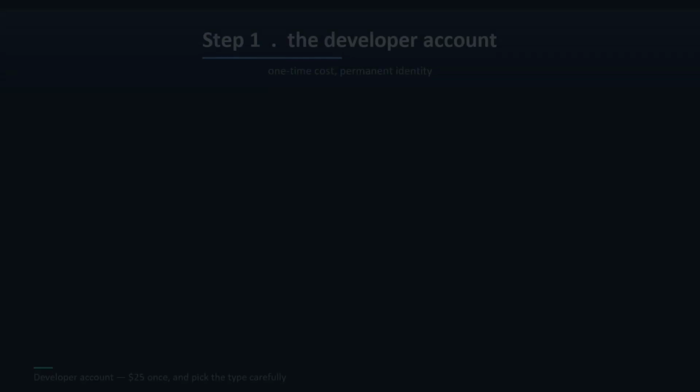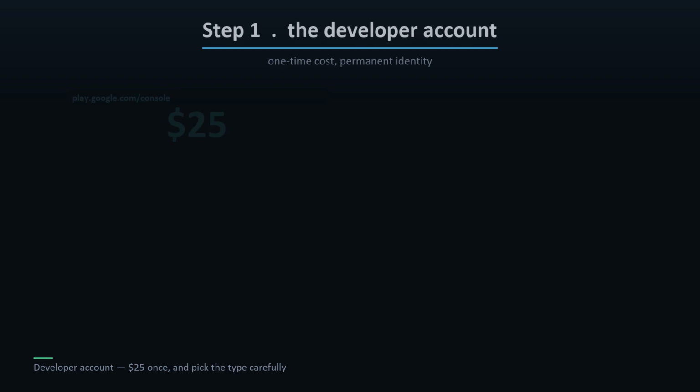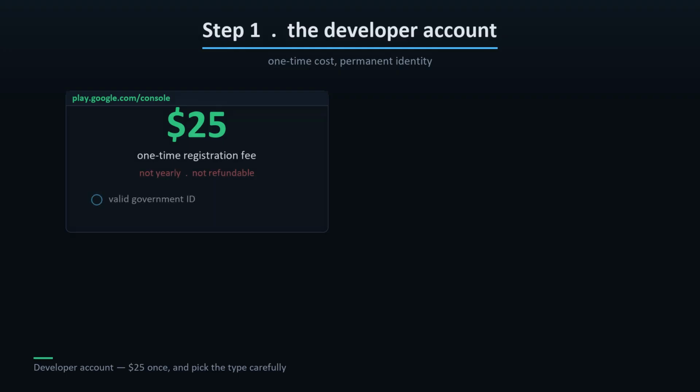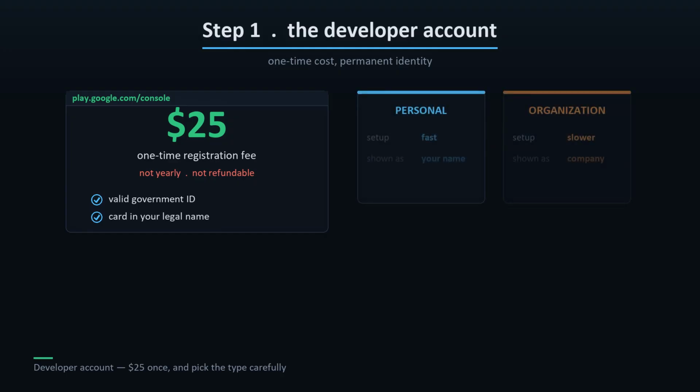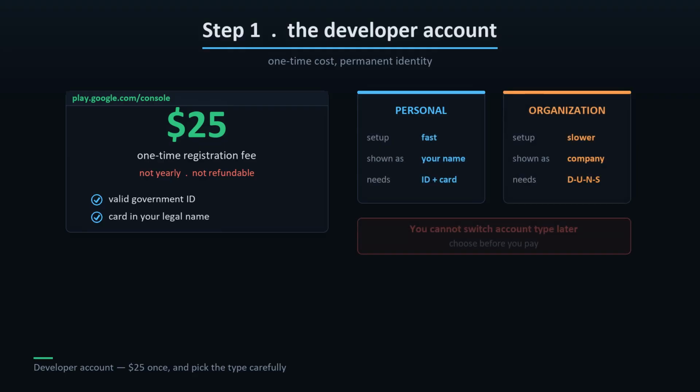Step 1. The account. Go to the Play console and register as a developer. There is a one-time fee of $25, not yearly, and it is not refundable. Google will ask for a valid government ID and a card in your legal name. Choose the account type carefully, personal or organization. Organization needs a DUNS number and takes longer, but the developer name shown on the store is your company, not your own name. You cannot switch type later without starting over.